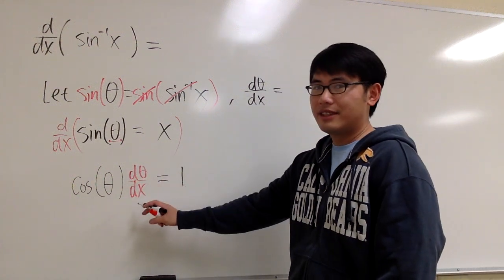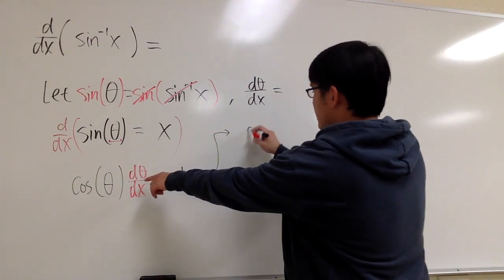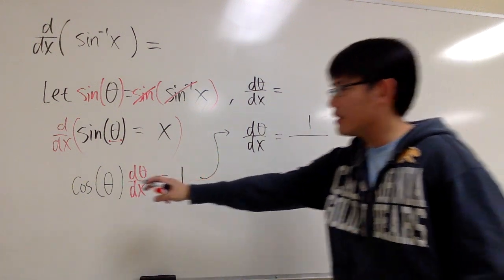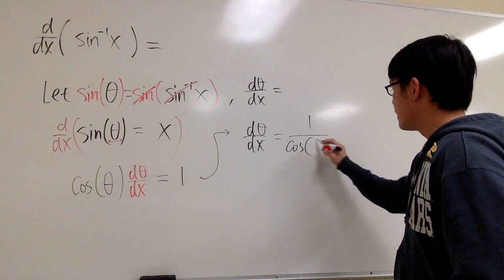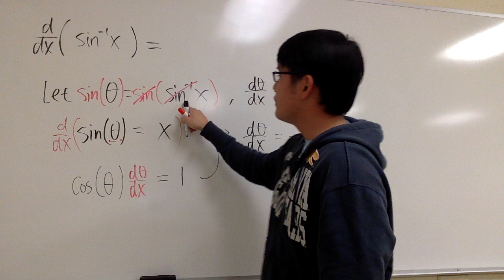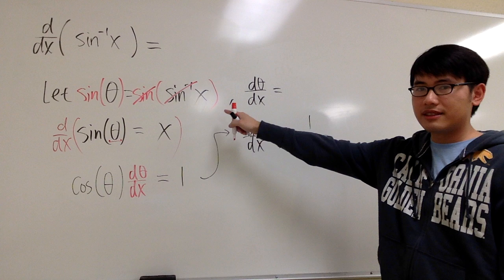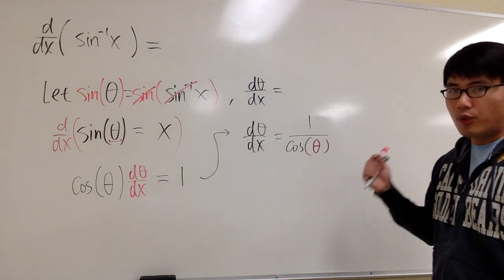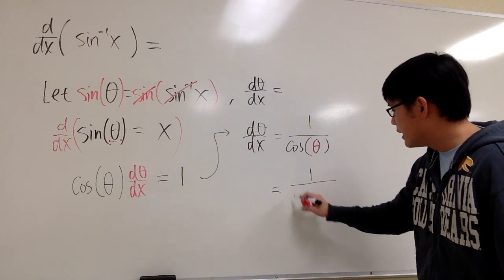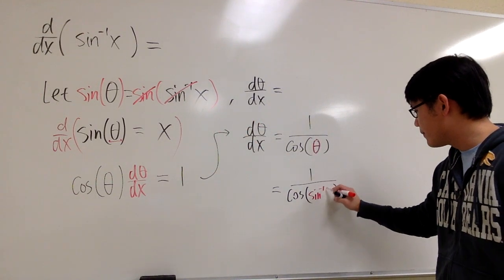To get d theta dx, I can just divide both sides by cosine theta. So let me go right here. D theta dx will be 1 over cosine theta. But what is theta? We look back to the first line. Theta is equal to inverse sine x. So let me change the theta into the inverse sine x. This way we can write this expression into a more algebraic format in terms of just x. Let me show you. I'm talking about 1 over cosine of inverse sine x, right here.